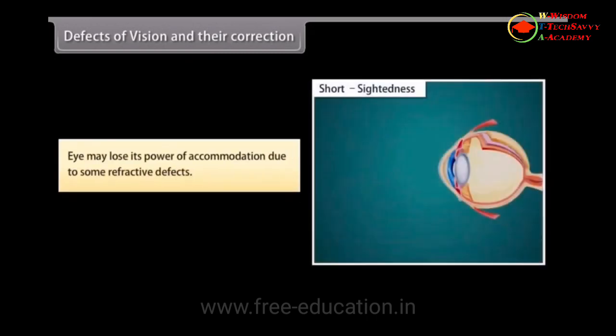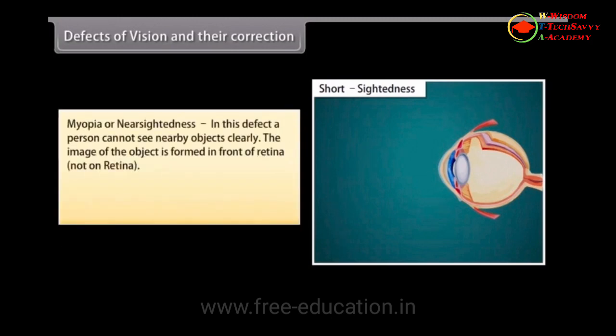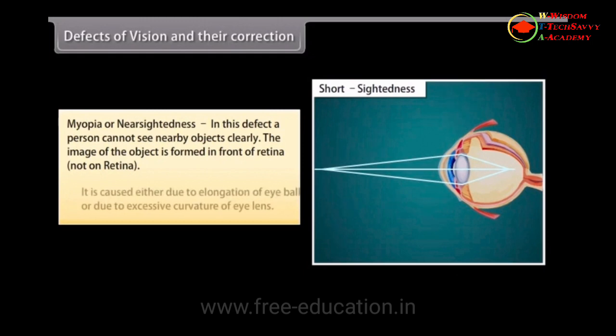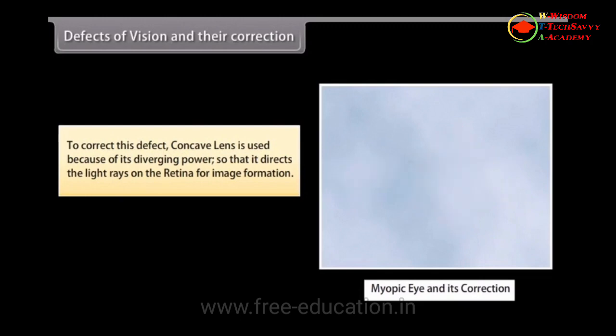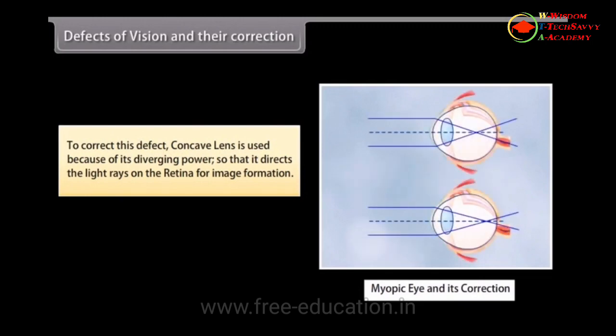Defects of vision and their correction. The eye may lose its power of accommodation due to some refractive defects. There are three such defects. Myopia or nearsightedness. In this defect, a person cannot see distant objects clearly. The image of the object is formed in front of the retina. It is caused either due to elongation of the eyeball or due to excessive curvature of the eye lens. To correct this defect, a concave lens is used because of its diverging power, so that it directs the light rays onto the retina for image formation.